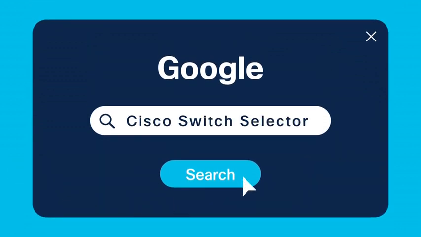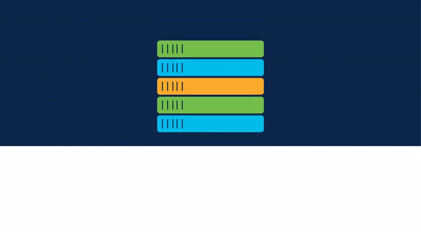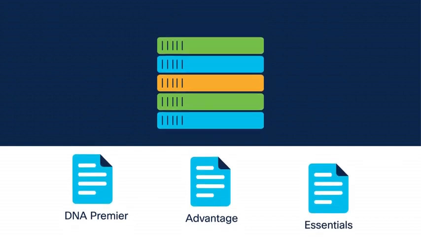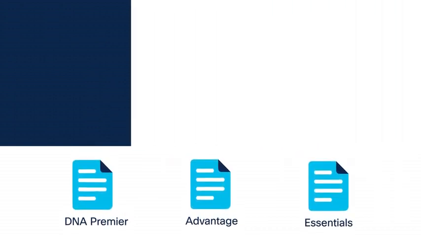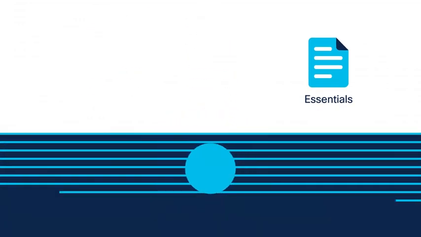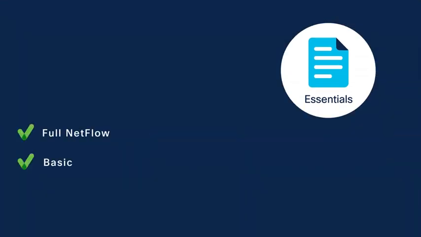Now, let's briefly look at DNA licensing. Rather than the multiple, perhaps sometimes confusing licensing options, the Catalyst 9000 switches are offered with 3 subscription options: DNA Premier, Advantage, and Essentials, over 3, 5 or 7 years. All tiers come with Cisco software support. With the Essentials licensing, you get full NetFlow, basic programmability, automation and monitoring.